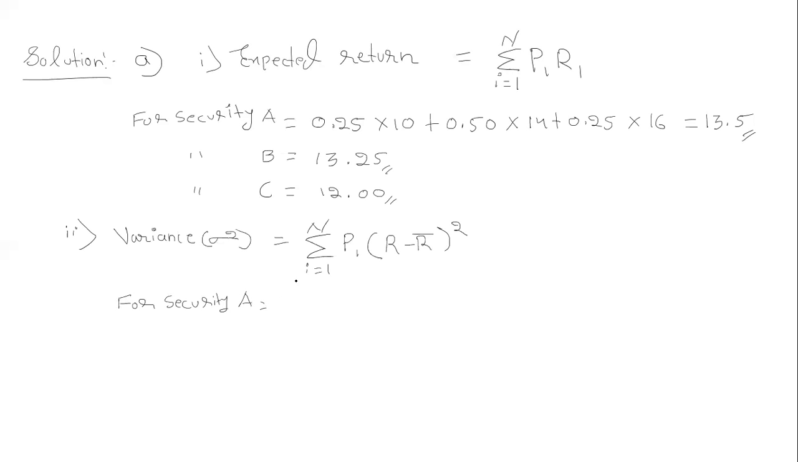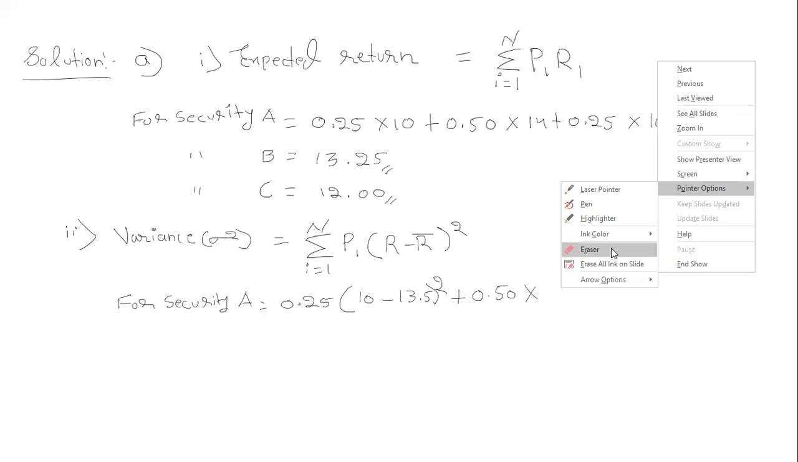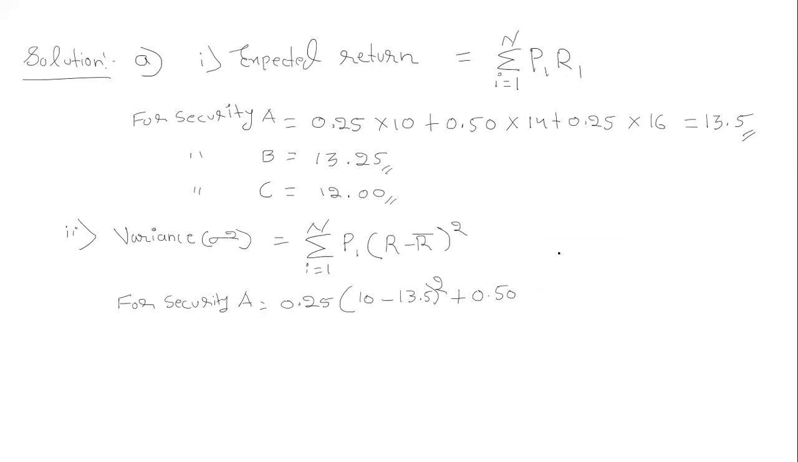Okay, let me put the values. So P is the probability that we know, that is 0.25. Return for that particular state is 10 and R bar is 13.5, bracket squared, plus 0.50, that is the probability, times 14 minus 13.5 bracket squared, plus 0.25 times 16 minus 13.5 bracket squared.